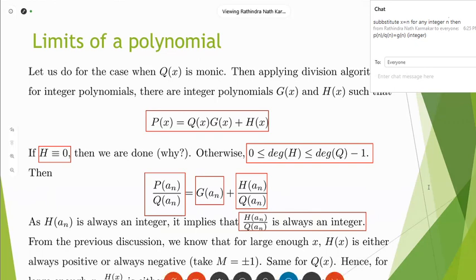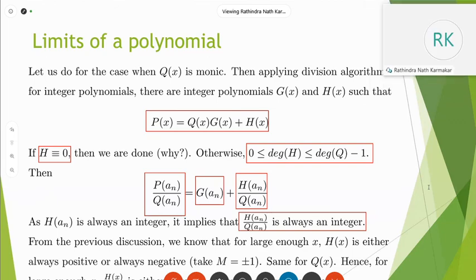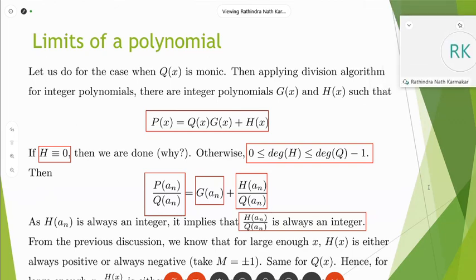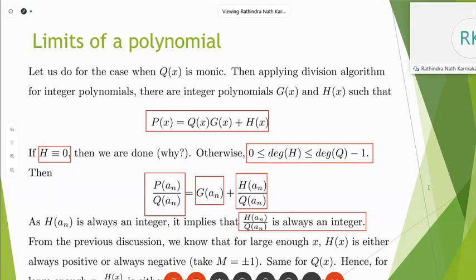We assume that the remainder polynomial is non-zero, and using the fact that it's an integer, we showed that it lies between two real numbers for large n, and between those two real numbers there cannot be any integer. So it gives us a contradiction. So all of this we proved making some assumptions. So let's go over that again.